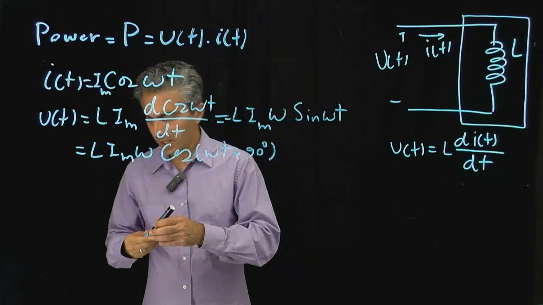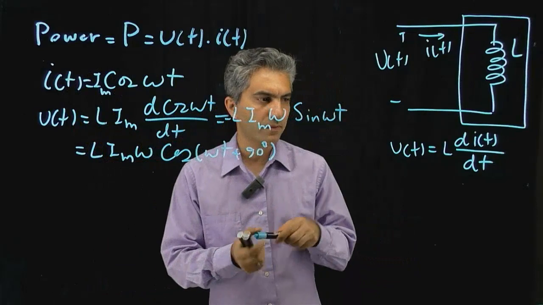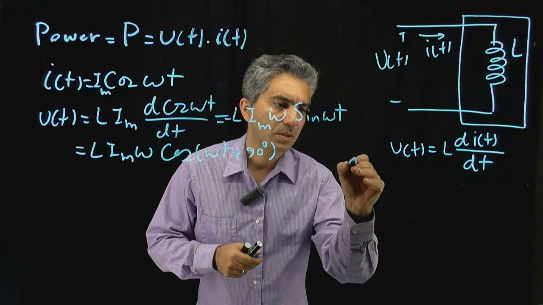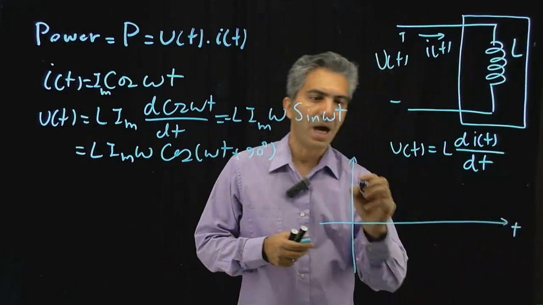So now if we look at the time domain plots of how the voltage, current, and the power would behave.